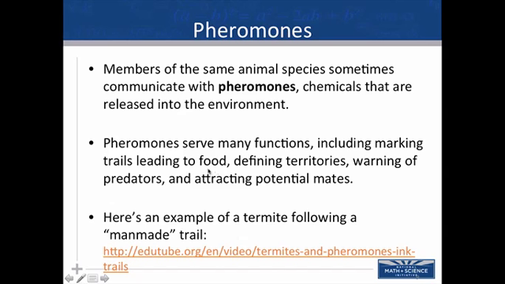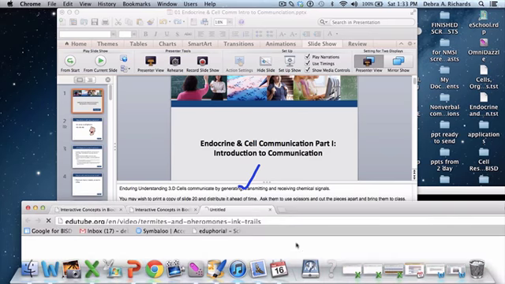So we'll see them involved in pathways like helping to identify food or some nutrient source, also marking territories, warning other species members of predators, and then also very actively involved in the process of attracting mates. We're going to look at an example of termites following pheromones at this link. So there's a little short video I want you to see here.